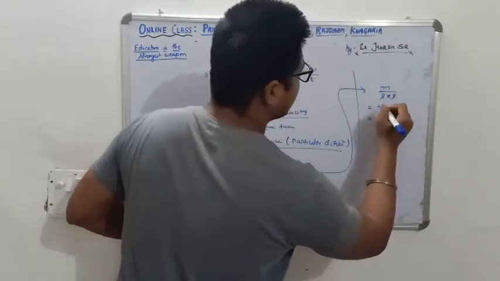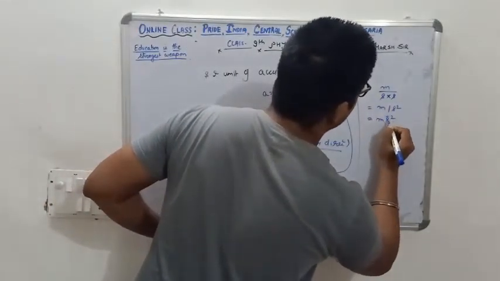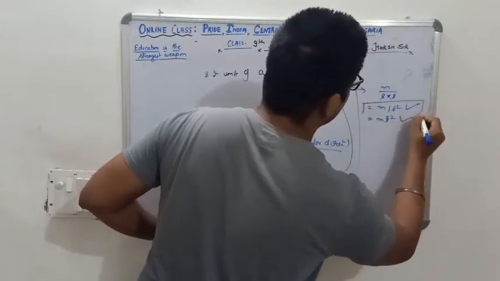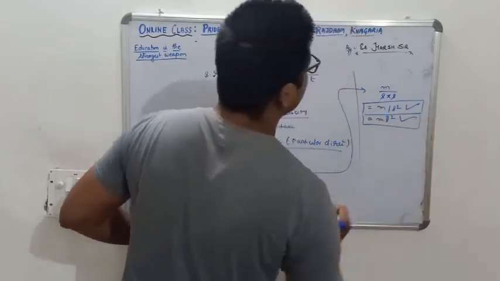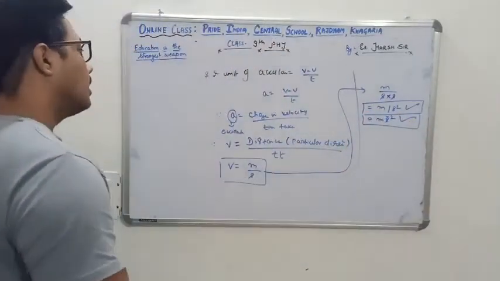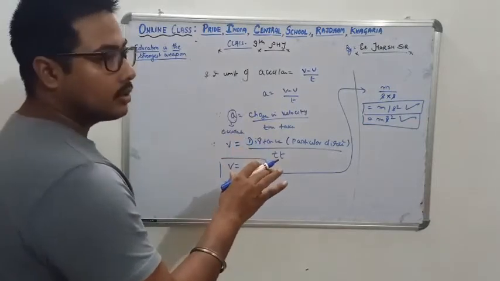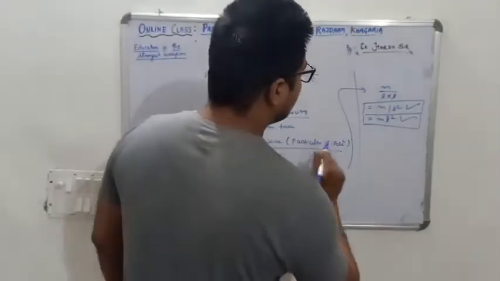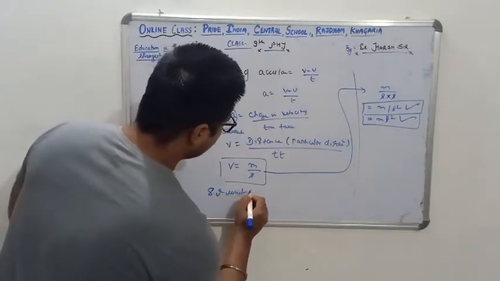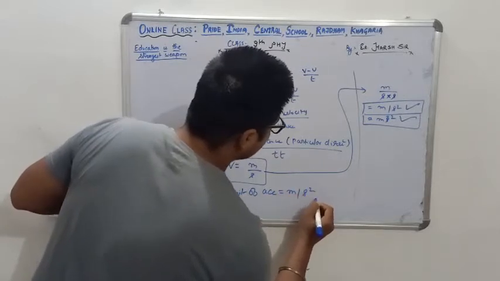If you remove the slash sign, then you need to write meter per second to the power of minus 2. It's just a different way of writing. So this is the SI unit of acceleration. SI unit of acceleration can be written as meter per second square.